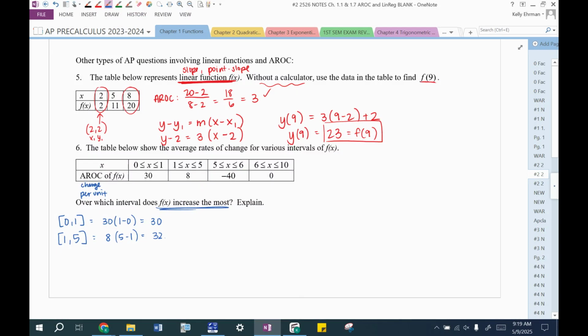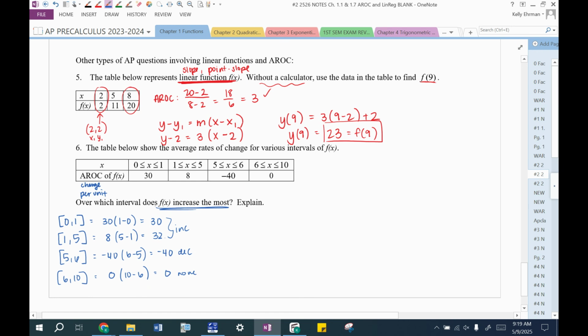All right. The negative slope's not going to be an answer, but I just want to show the calculation anyway. That's a negative slope of 40, and you're doing that from 5 to 6, so for 1 unit. So that's a decrease of 40 units. And finally, the last slope is 0. So if we do a slope of 0, it doesn't matter how many units, we will have increased or decreased 0 units. So these two are an increase, this is a decrease, and this is just nothing.